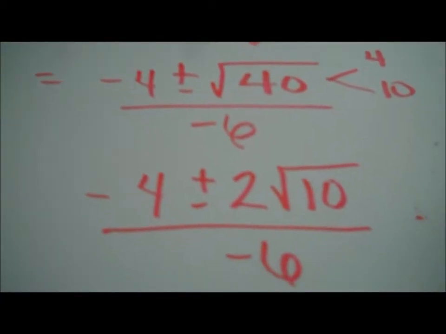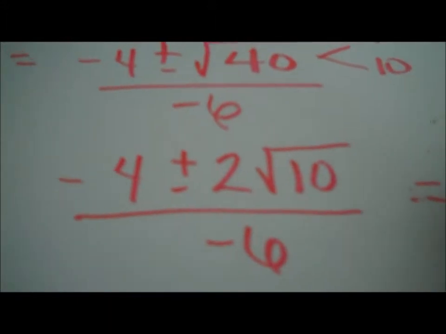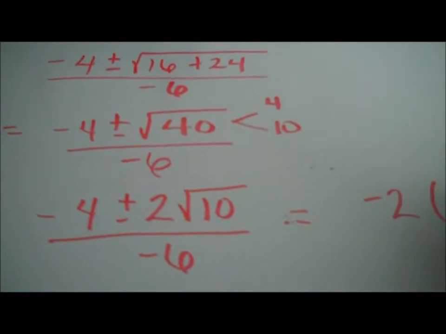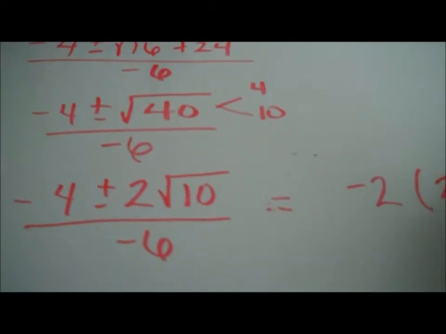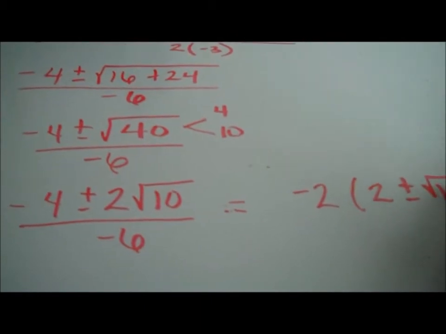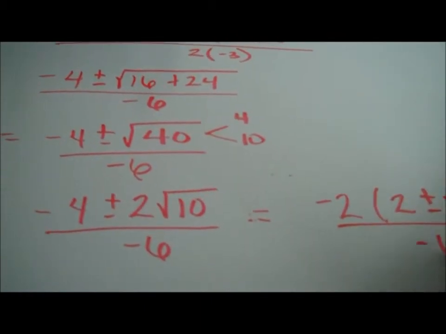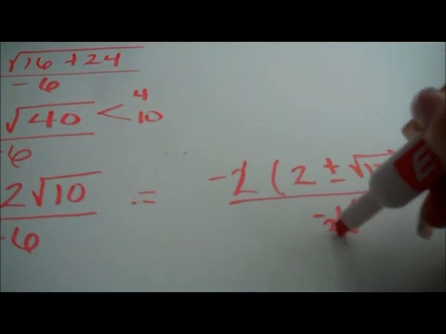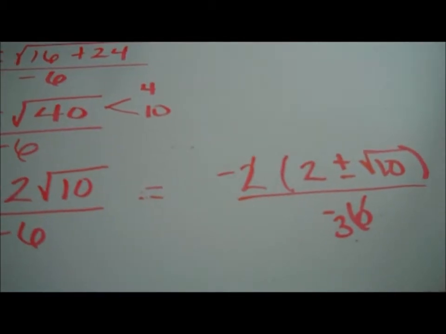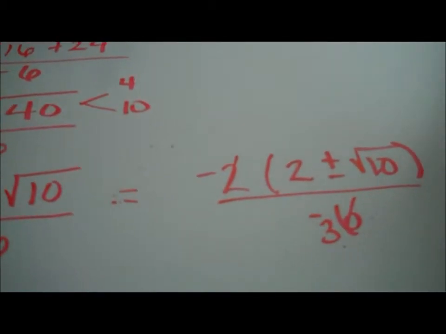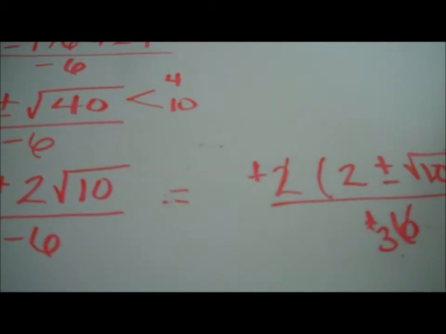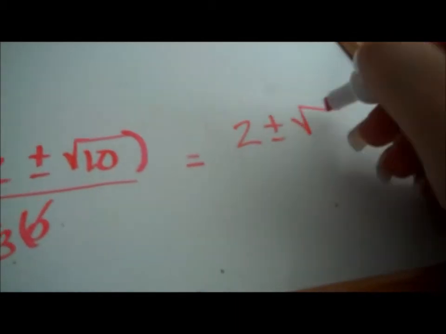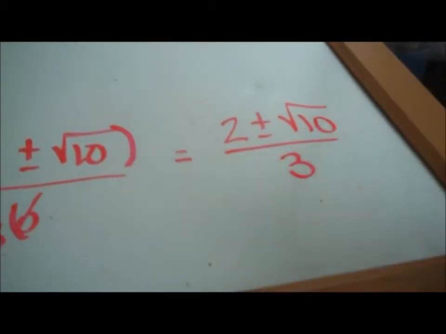So we need to go ahead and factor out. Let's factor out a negative 2. So if we factor out a negative 2, we get a positive 2 plus or minus the square root of 10, all divided by a negative 6. And then by doing that, I can cancel from the numerator and denominator, and because those two negatives also cancel out, I get 2 plus or minus the square root of 10 all over 3.